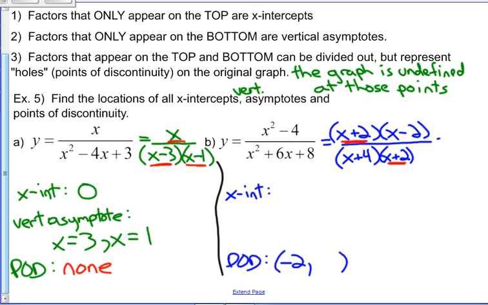Going back to the x-intercepts, they're factors that only appear on the top. So that's this one right here. There's going to be an x-intercept at 2. X minus 2 means a factor of 2. Vertical asymptote.